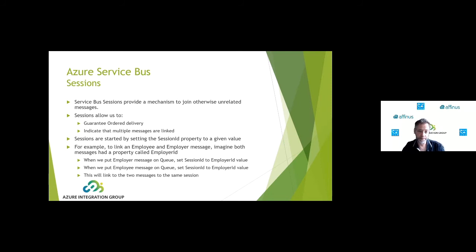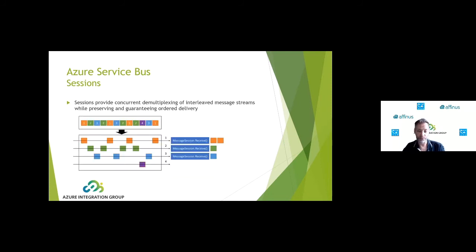Yeah. The diagrams are always helpful. In this one here, concurrent demultiplexing, it's probably the biggest word I've said today, but that's exactly what they do. If I have an interleaved message stream, in the top of this diagram I've got multiple messages related by color. Everything that's orange and a 1 is related, everything that's a 2 and green is related, and everything that's a 3 and blue is related.